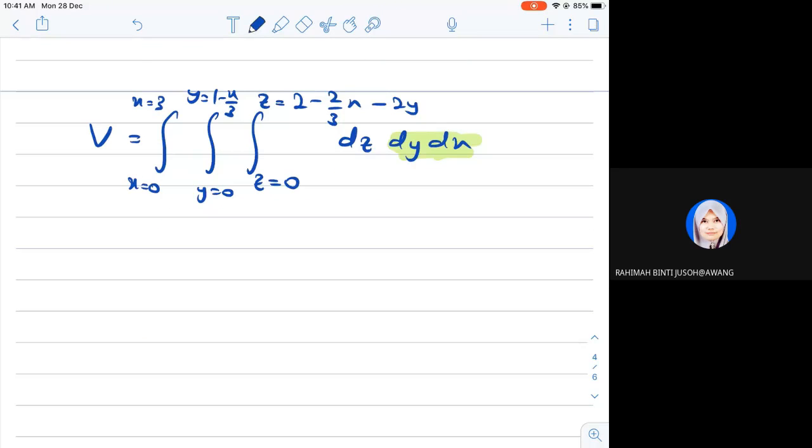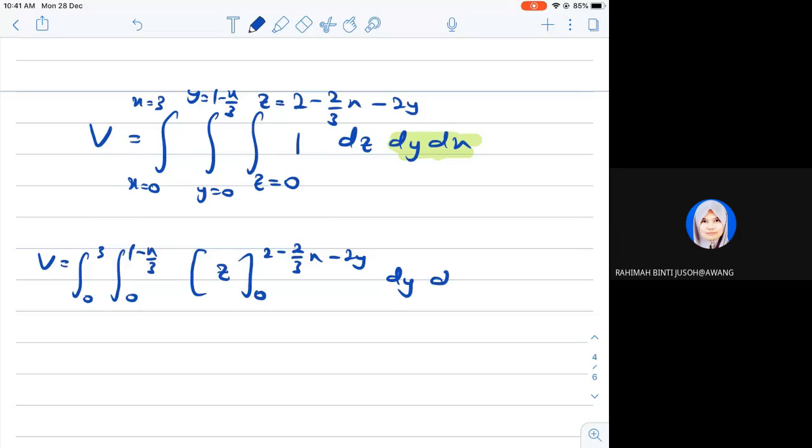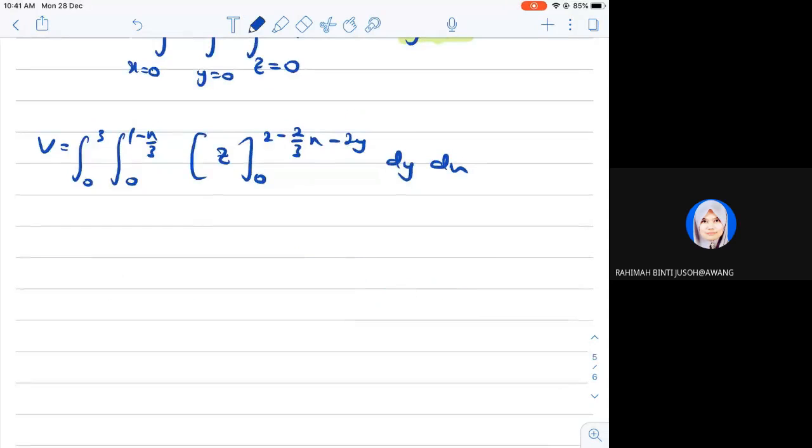Okay, so let's finish this. Volume equals integral from 0 until 3, 0 until 1 minus x over 3. And then we integrate 1, therefore 1 becomes z. So substitute 0 and 2 minus 2 over 3x minus 2y, dy dx. So we will have 0 until 3, 0 until 1 minus x over 3, of 2 minus 2 over 3x minus 2y dy dx.